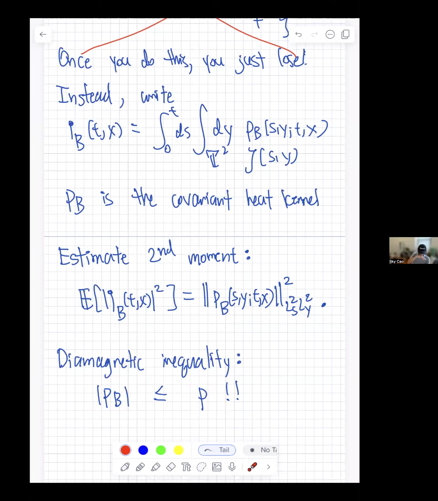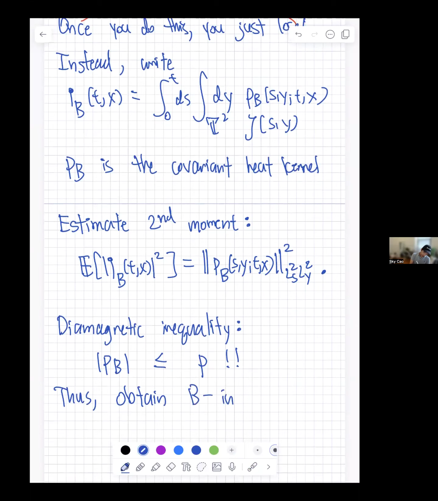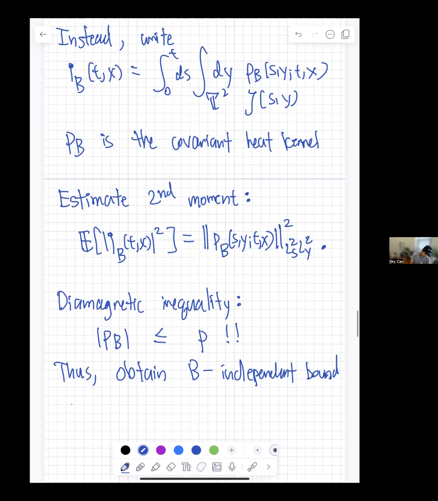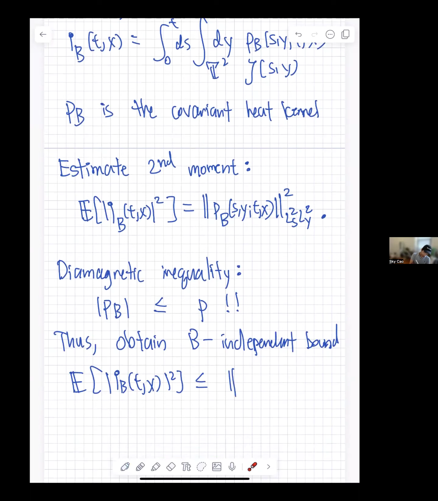The consequence of this is that now I get a B-independent bound on the second moment. If I use this pointwise inequality and substitute it in here, I get that this is at most the L2 space-time norm squared of the usual heat kernel.